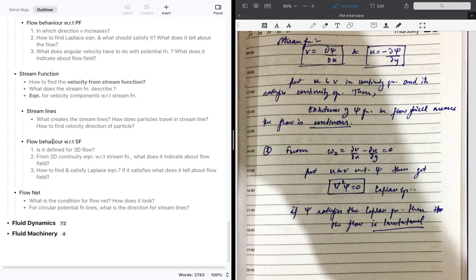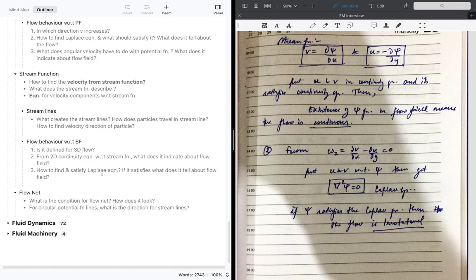So, what is the flow behavior with respect to the stream function? Is it defined for 2D flows? No, it is defined only for 2D flows, not for 3D flows. From the 2D continuity equation with respect to the stream function, what does it indicate about the flow field? It indicates that it is a continuous flow. If the stream function exists in the flow field, it means it is a continuous flow.